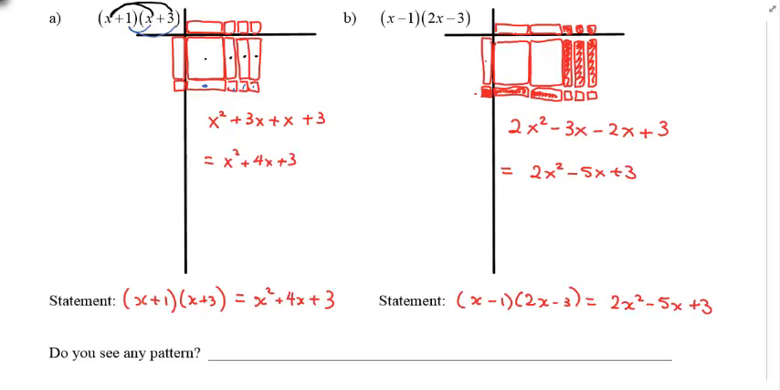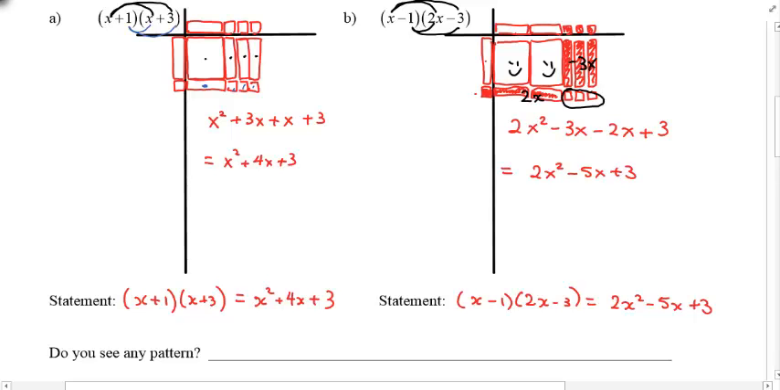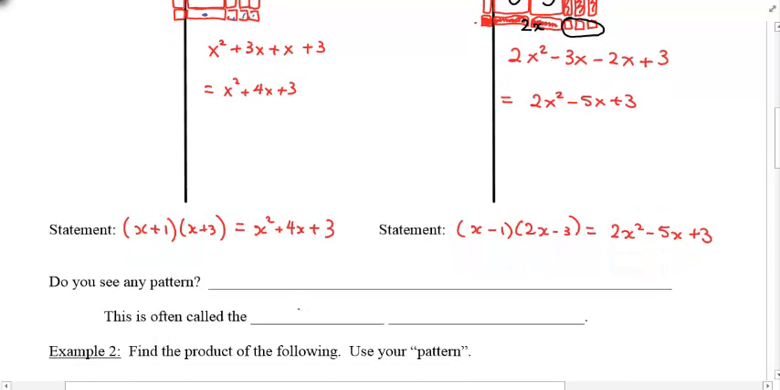Let's try this over here. So, x times 2x, that gave us the 2x squared. See those? x times negative 3 gave us the minus 3x over here. Negative 1 times 2x gave us the 2x down there. And then negative 1 times negative 3 gave us the 3 squares there. So I hope you see the pattern now. We often call this the distributive property.